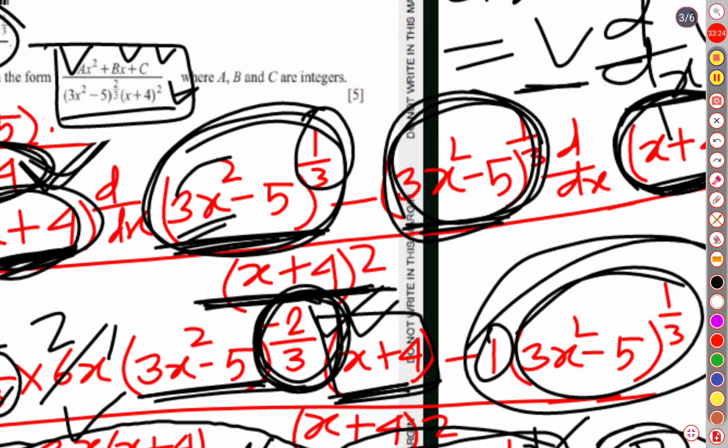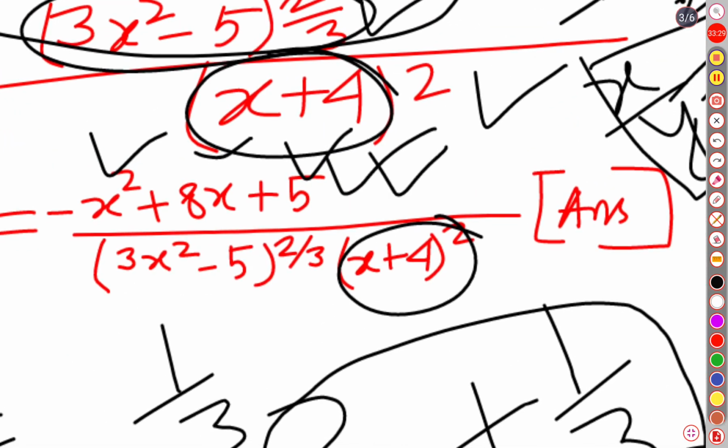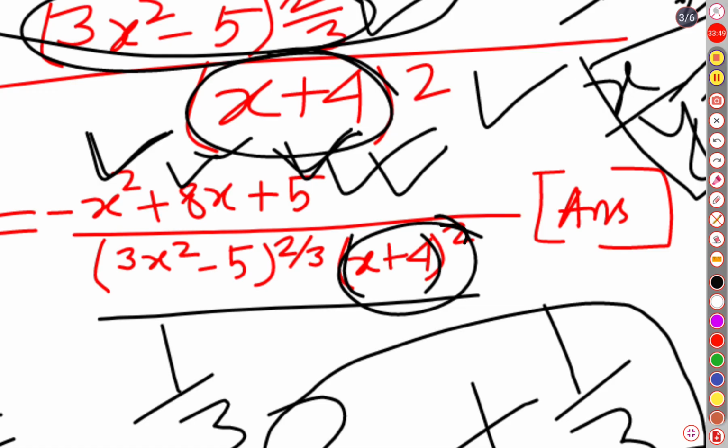Let's see our solution. Here we have written negative x squared plus 8x plus 5, so a is negative 1, b is 8, and c is 5. And the denominator, as they told us to leave it at this stage, is 3x squared minus 5 raised to 2 over 3, into x plus 4, whole squared. So we have completed our solution as per the instruction. Let's start with the next solution.